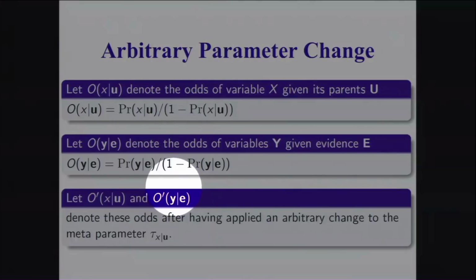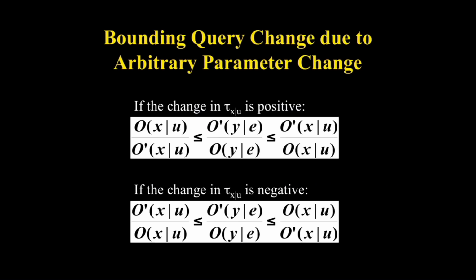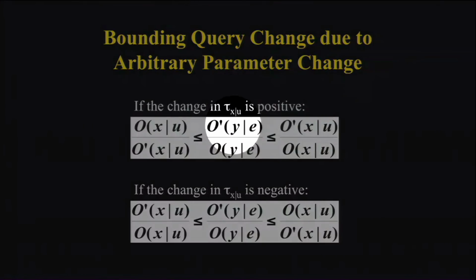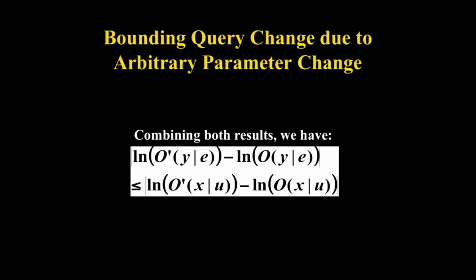We're good so far? So now when I talk about the change in the parameter and how it impacts the change in the query, I'm going to look in the space of odds and see what happens. There are 2 cases and then they combine nicely into one case. If the change ends up being positive, you can do this. If the change is negative, you can do that. But let me show you the final thing when you put them together.